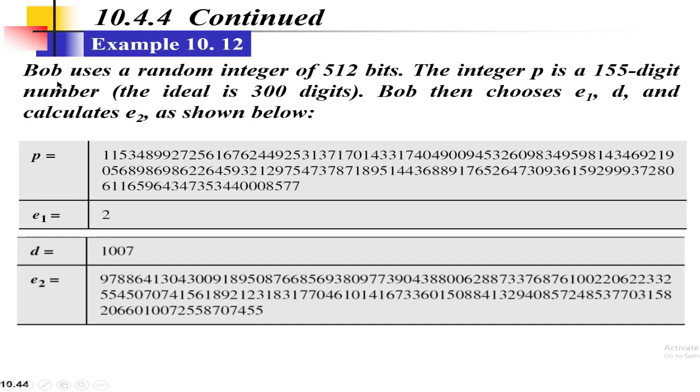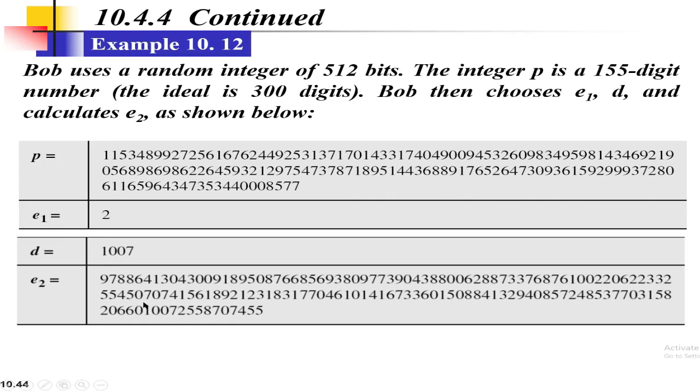Now come to the realistic example. As you can see, Bob uses a random integer of 512 bits. The integer p is a 155 digit number, while the ideal is 300 digits. Bob then chooses e1 and d and calculates e2 as shown below. Here the prime number is so large, almost 155 digits, and e1 equal to 2, and the private key d is chosen as 1007. Then he calculates e2, which is also very large.